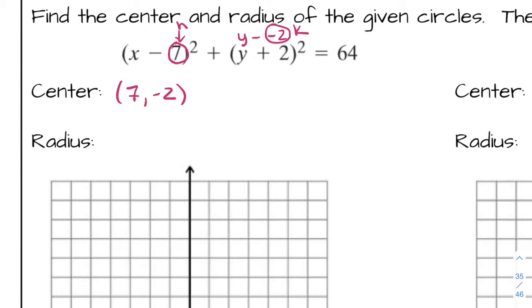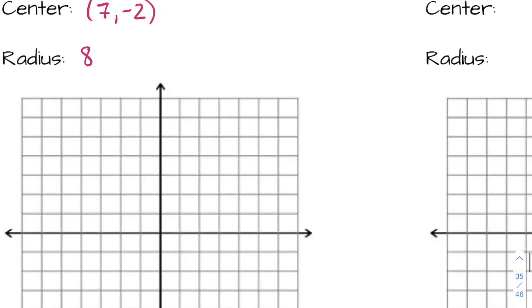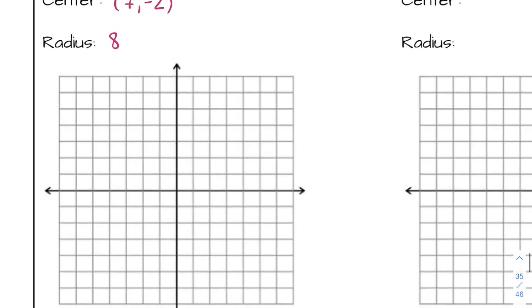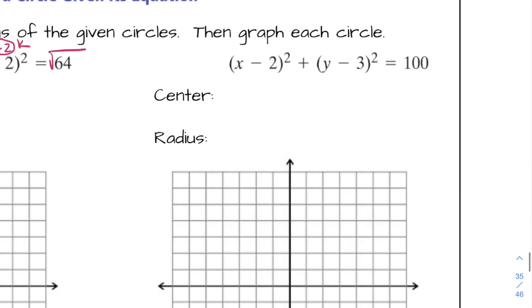And then, if you see a negative, you go positive, and if positive, you go negative. And then your radius is the square root of 64, so that's going to be 8. It's going to be (7, -2) with a radius of 8. What I'm going to do is do this one first, and then I'll graph it. So this one is (2, 3), so that's your H, that's your K, and then the radius is 10.